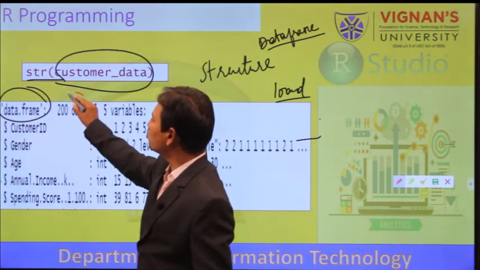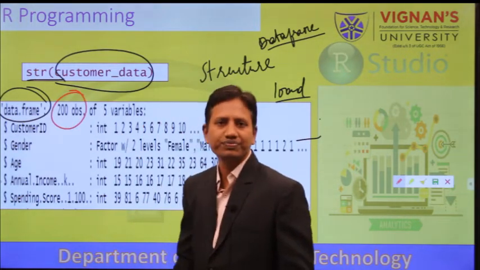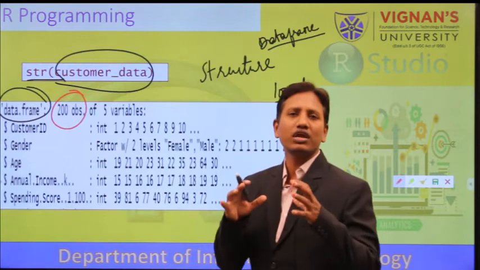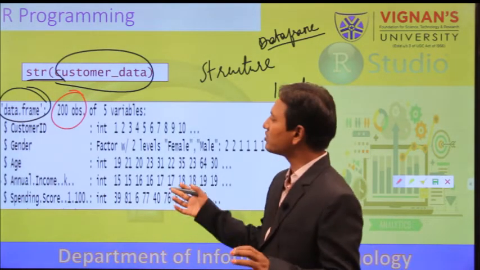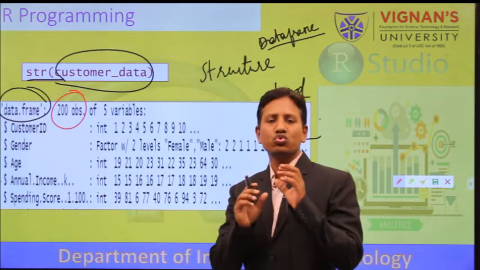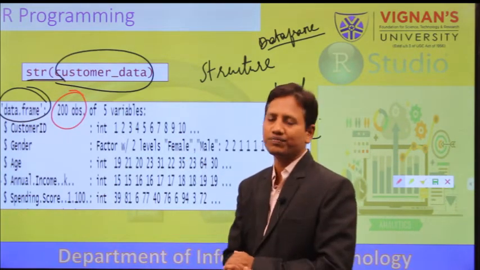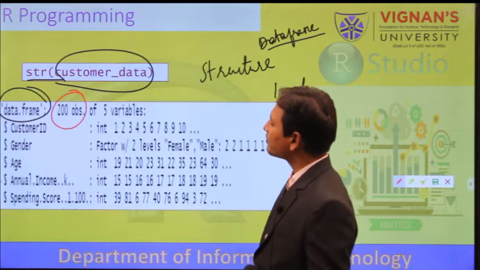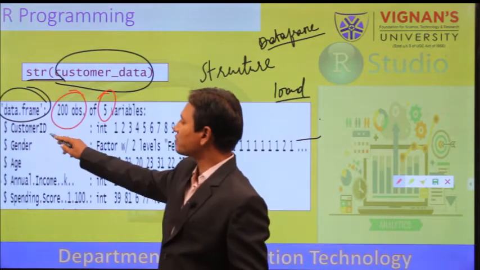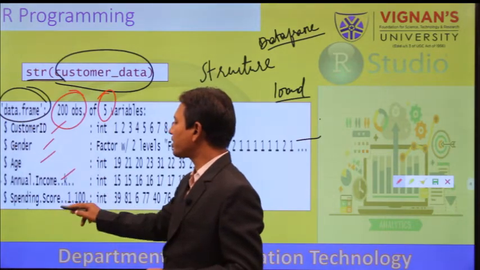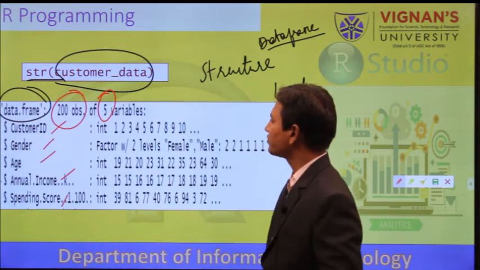And it is showing 200 observations, meaning how many records are available in that file. So 200 records; in the sense, we are analyzing the data of 200 customers. And how many variables do we have? We have 5 variables: customer ID, gender, age, annual income, and spending score.